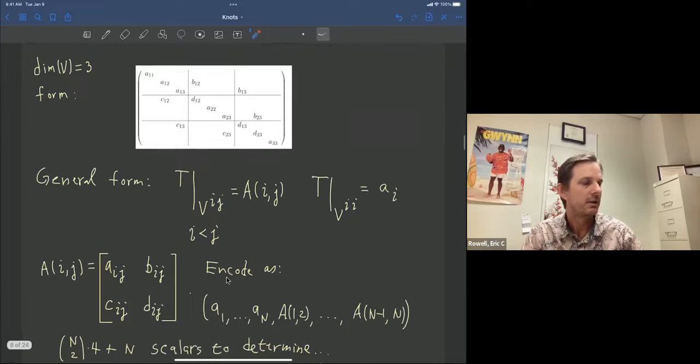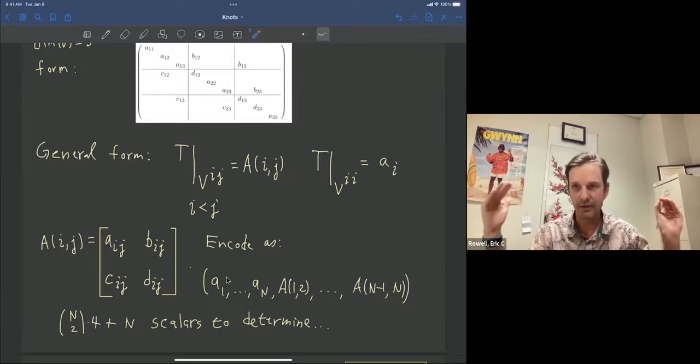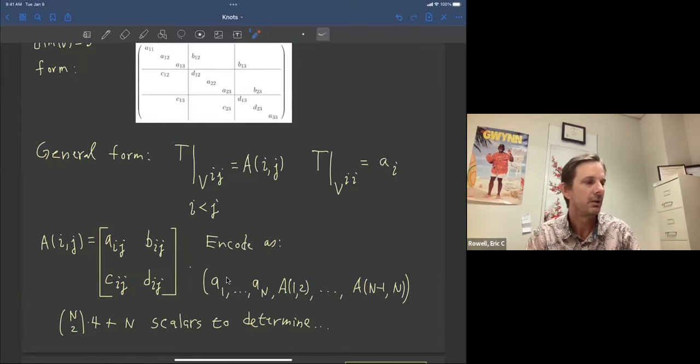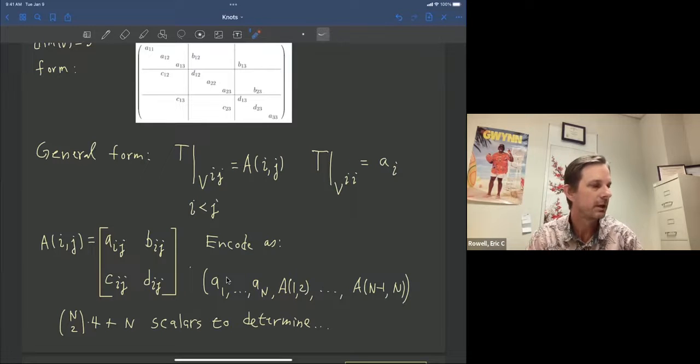So now notice the general form of a charge conserving operator can be encoded in a much simpler way than having this huge matrix. Namely, we'll just define a_ij for i strictly less than j to be the restriction of T to that subspace. And then the diagonal entries will be just T restricted to the one-dimensional spaces of this form.